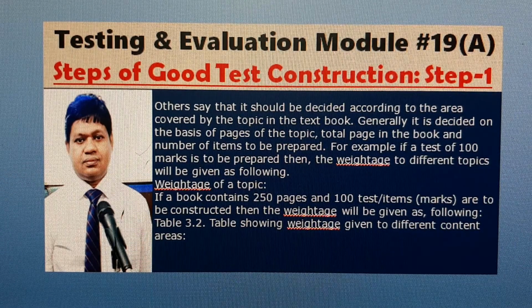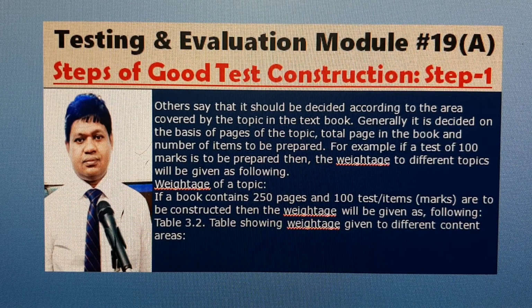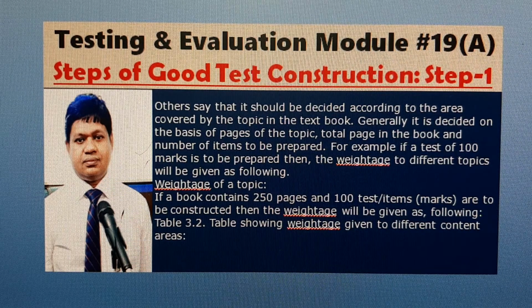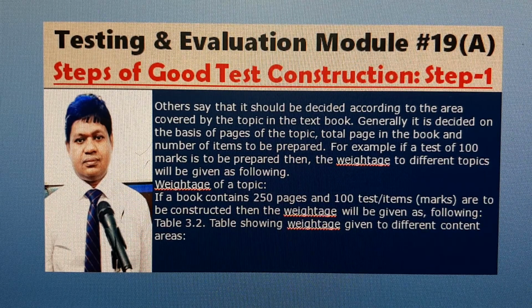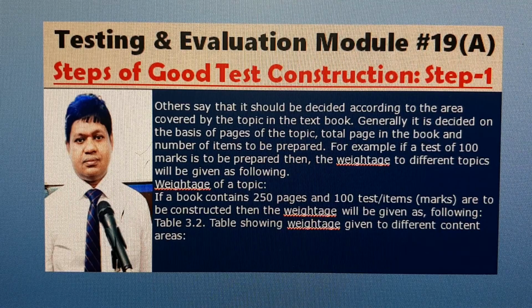Formula for working out the weightage of a topic. Weightage of a topic is equal to total number of items or marks divided by total number of pages in the book and multiplied by number of pages in the topic. If a book contains 250 pages and 100 test items or marks are to be constructed, then the weightage will be given as follows. Table 1.2. This table shows weightage given to different content areas.